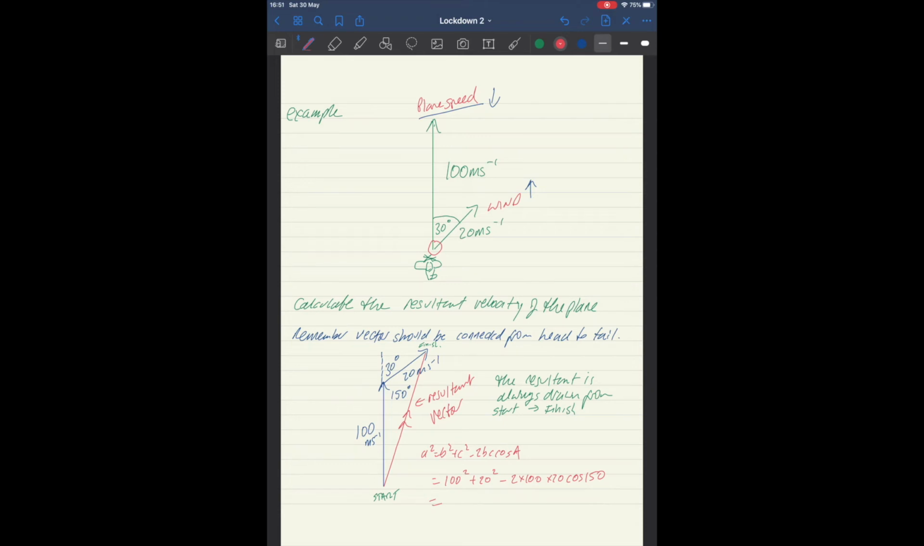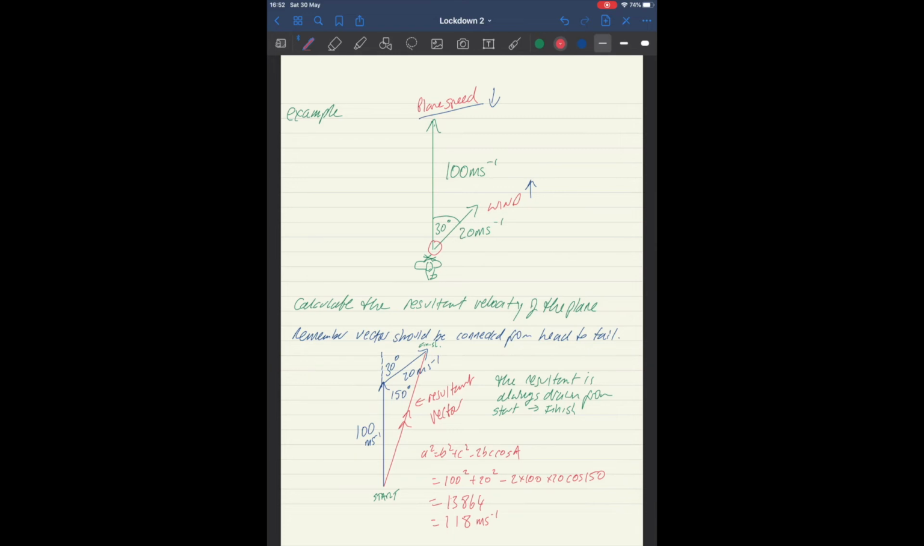You put that in your calculator, equals 13,864. Take the square root of that answer, which gives you 118. Now I'm just going to round that, metres per second. But of course, as you know, that's not enough. That's just the size. So you have to think, okay, how do I get the size of the angle?